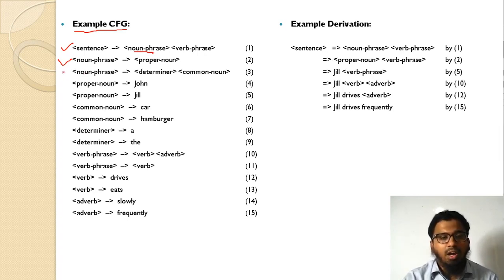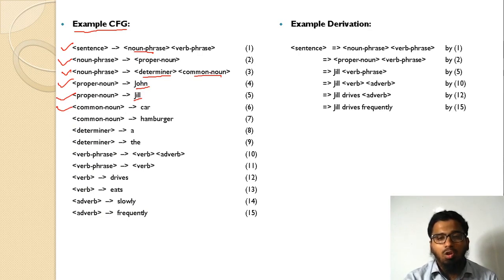Third one is noun phrase. What is noun phrase? You can go with the pronoun, or you can go with determiner or common noun. You can go with any one of these two. So here in equation 4 we have proper noun John, and in equation 5 proper noun Jill. John and Jill.